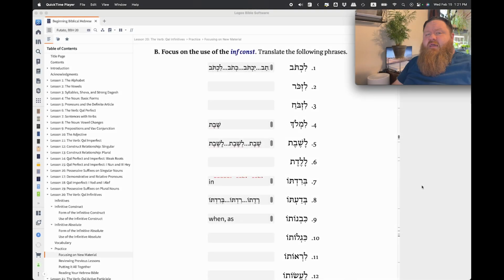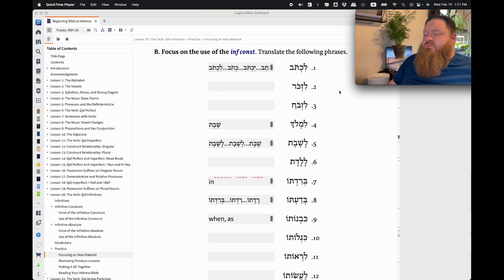All right, well, we're going to work through the exercises for lesson 20 in Futato's Beginning Biblical Hebrew, and looking at these exercises, we'll start with activity B here. What I'm going to do is go through each of these words and explain the morphology and the spelling. Why are the letters and vowels spelled the way they're spelled? Are there any differences? Do we have weak verbs? Do we have strange things happening with shevas, that sort of thing?